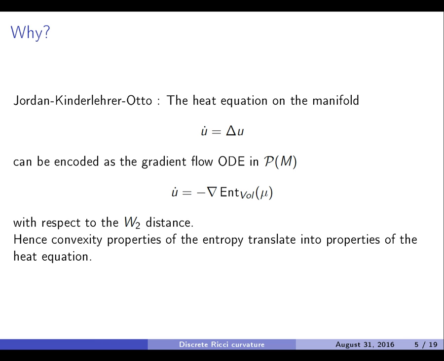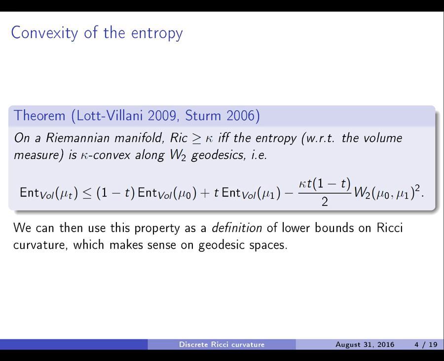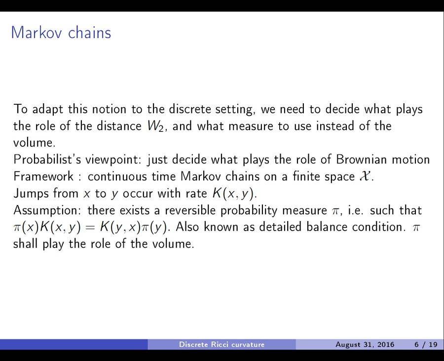And then, because of this reinterpretation, nice properties of the entropy can be reinterpreted into properties of the heat flow. And of course, the heat flow contains a lot of information about the geometry of the underlying manifold. So what we want to do is adapt this definition to the discrete setting.